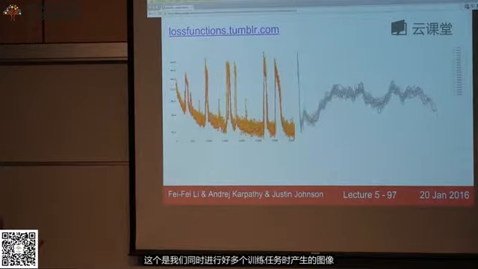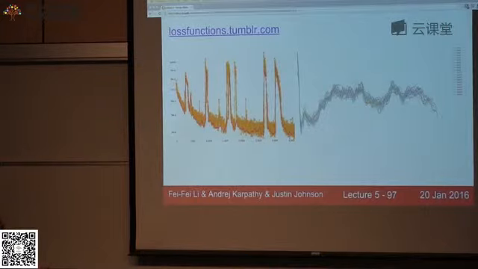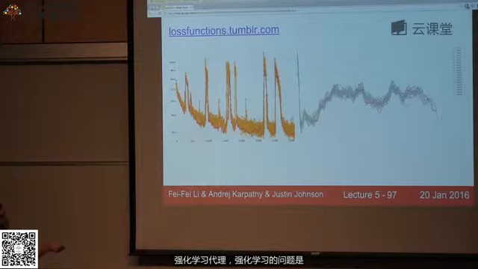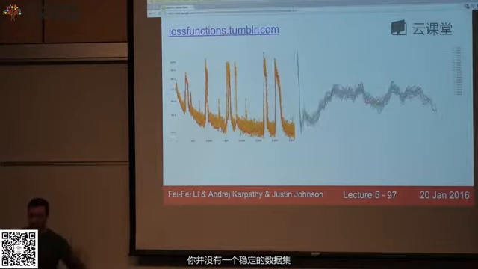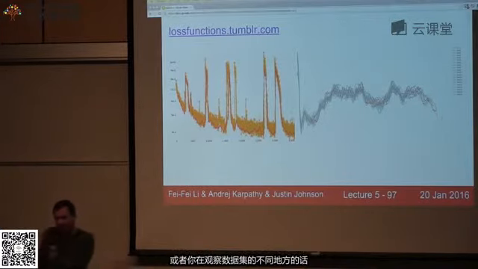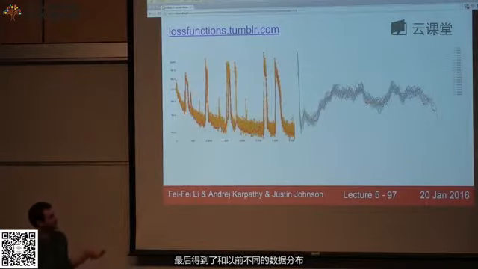Yeah, so here, this is again several tasks that are training at the same time. By the way, I know what happened here. This is actually training a reinforcement learning agent. The problem in reinforcement learning is you don't have a stationary data distribution. You don't have a fixed data set. In reinforcement learning, you're an agent interacting with the environment. If your policy changes and you end up staring at the wall, or you end up looking at different parts of your space, you end up with different data distributions.